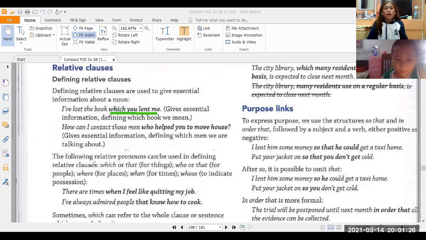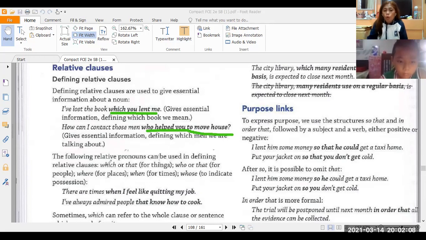Another example: how can I contact those men who helped you to move house? How can you contact the man who helped you to move the house? It gives essential information, defining which man we are talking about. The following relative pronouns can be used in defining relative clauses.